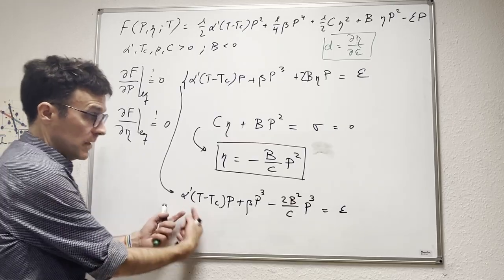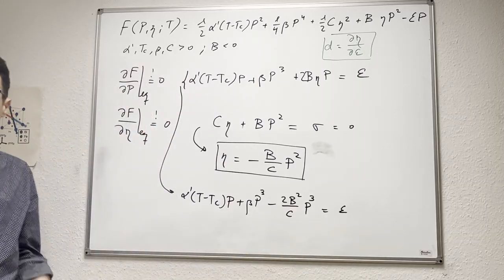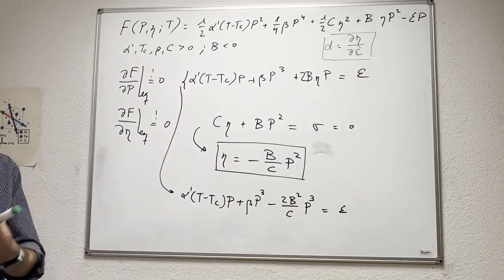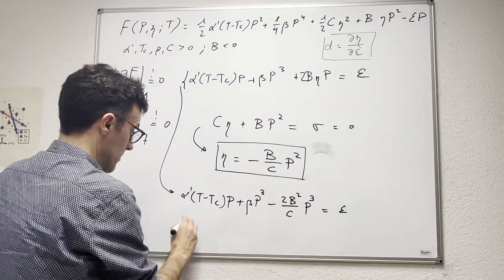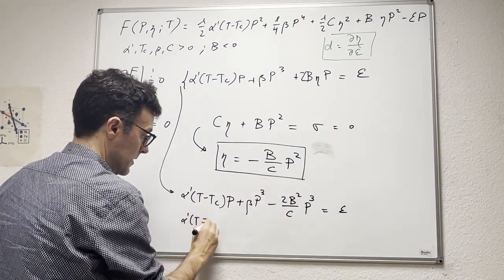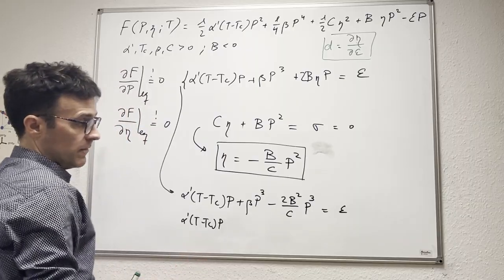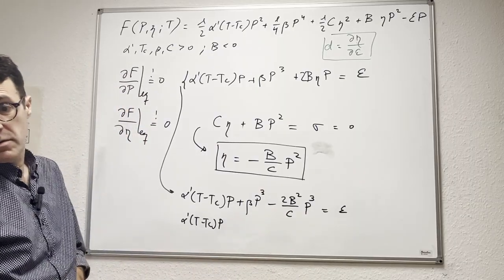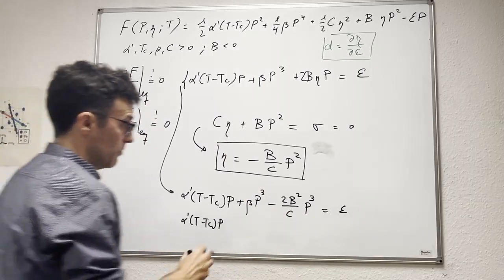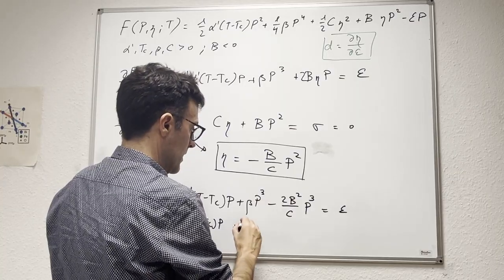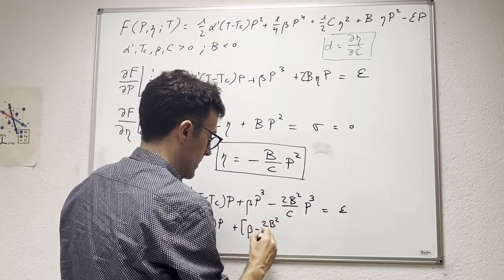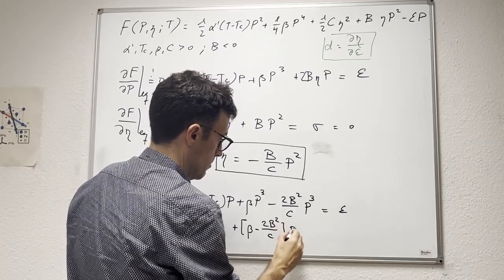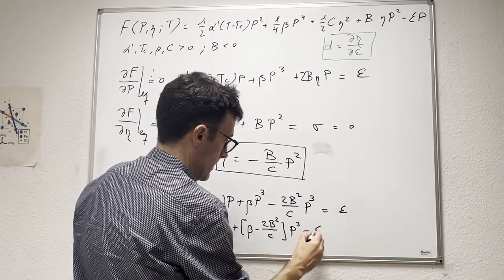Okay. And now this equation is asking us to reorder terms a little bit. So let me do the following. Instead of this, let me write alpha prime (T minus T_c) P. But then I have two terms that go as P to the third power, right? So I can put them together and write something like this: beta minus 2 times B squared over C multiplying P to the third. This is the electric field.